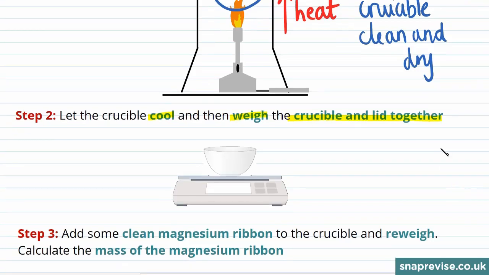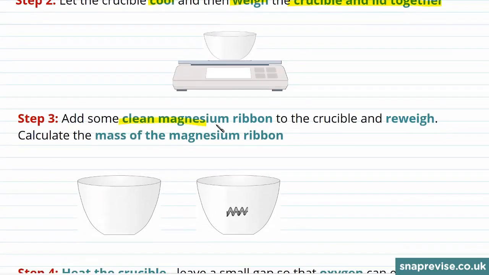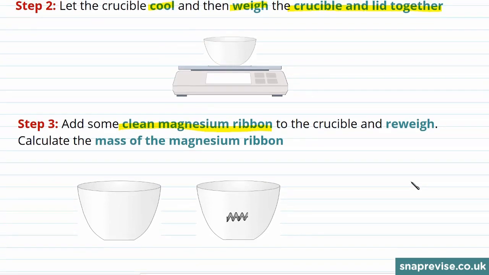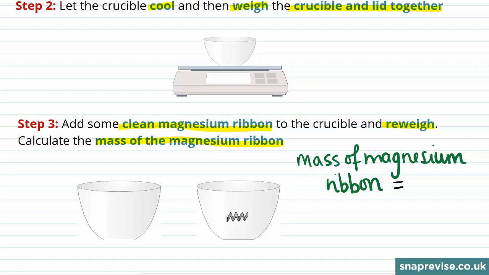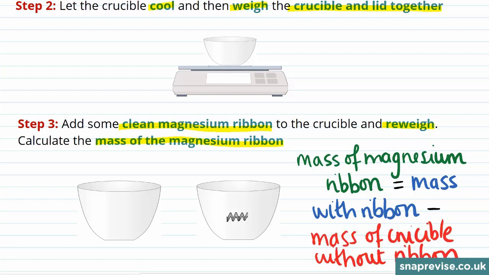In the third step, you want to add some clean magnesium ribbon to the crucible before re-weighing it. This will allow you to calculate the mass of the magnesium ribbon, because the mass of the magnesium ribbon will be equal to the mass of the crucible with the ribbon minus the mass of the crucible before you put the ribbon in. The only thing that will have changed between the values you get in step 2 and step 3 for weighing the crucible will be the addition of the magnesium ribbon, so the extra mass comes from the ribbon.